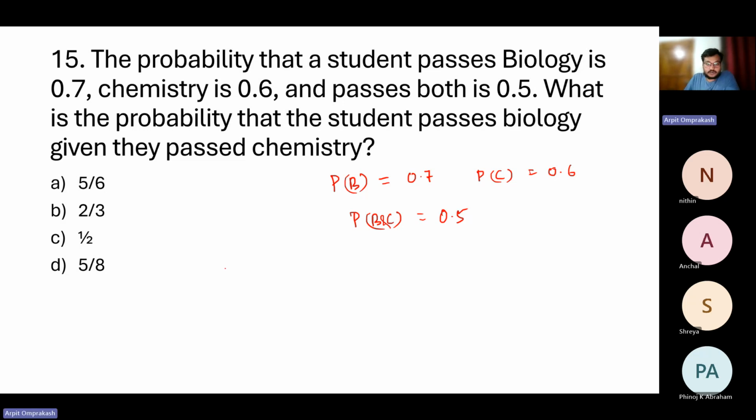What we are asked to find is the probability that the student passes biology given that they have passed chemistry. So this is again using Bayes formula. We have probability of B and C divided by probability of C, which is 0.5 divided by 0.6, which is 5 by 6. The answer here is option A, 5 by 6.